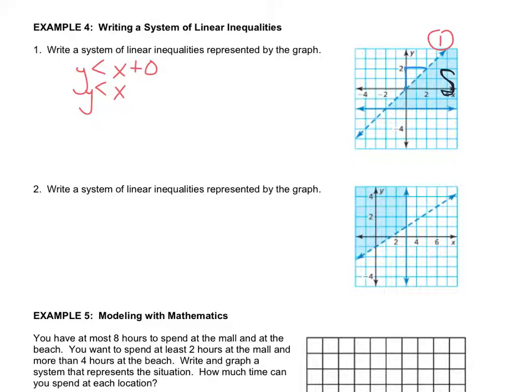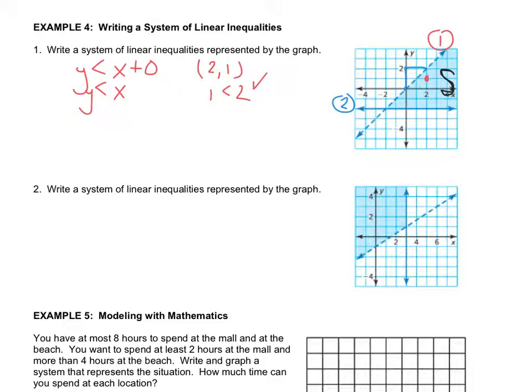So let's test it. Let me just grab a point, like right here, (2, 1). So if I test (2, 1), 1 is less than 2, if I plugged it into my equation, that is true. So that would probably tell me I have the first one correct. Then my second one, just going to show you this is the one I'm looking at.